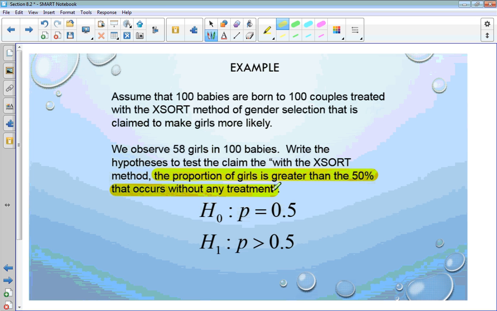The proportion of girls is greater than 50%. So all we would write right now would be this statement in symbolic form. Well, if I'm writing that statement in symbolic form, that gives it away that it's going to become my alternative hypothesis, because I know for a fact that my null hypothesis must be where I have the equal sign. There was no equal in this one. If this had had greater than or equal to, then simply we would rewrite the null hypothesis to say P is equal to.